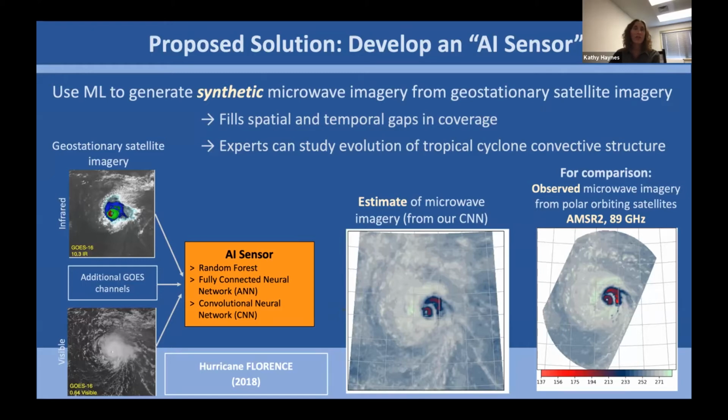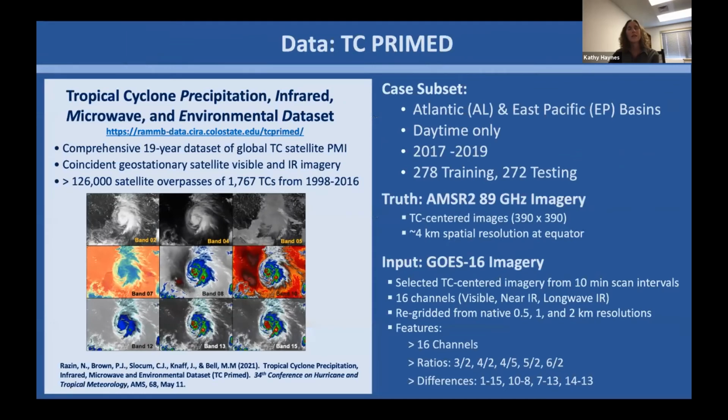Now, when the polar orbiting satellites cross over, we can compare our estimates against these observations to evaluate our methodology. The data set that we're using in our study is TC PRIMED, which stands for the Tropical Cyclone Precipitation Infrared Microwave and Environmental Dataset. This was developed here at Colorado State University by Razin et al. This is a comprehensive 19-year dataset of global tropical cyclone satellite PMI, and it also has coincident geostationary satellite visible and IR imagery. The dataset consists of over 126,000 satellite overpasses with more than 1,700 tropical cyclones ranging from 1998 to 2016.